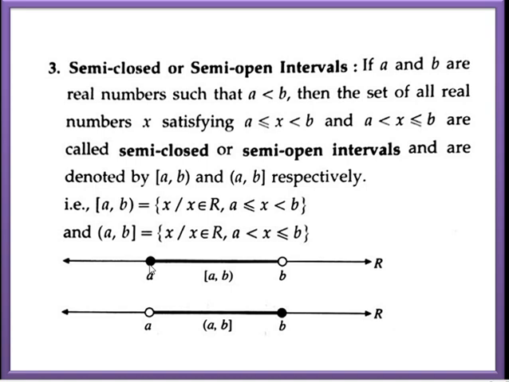See, A belongs, B does not. So here hollow circle, dark circle. Here A does not but B does. So here hollow circle and here dark circle.